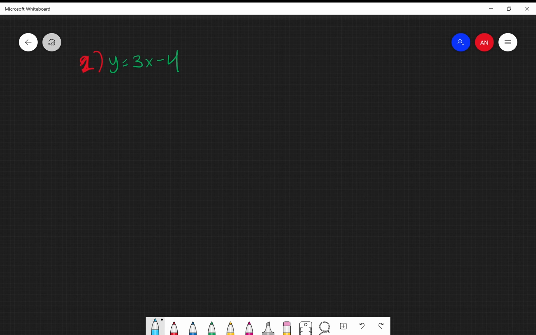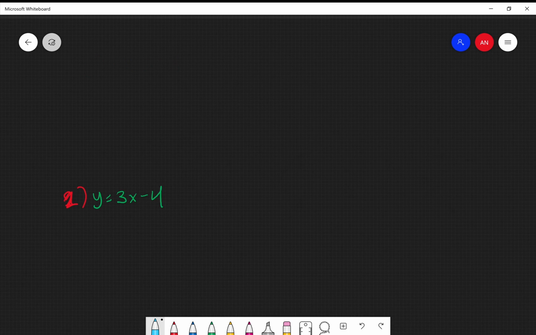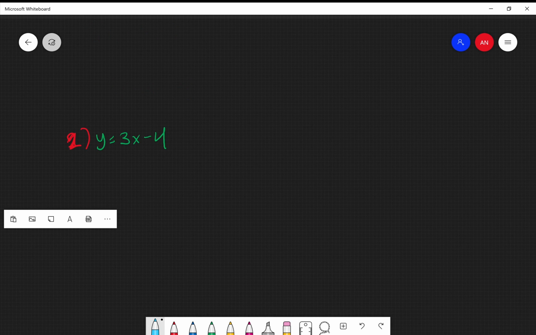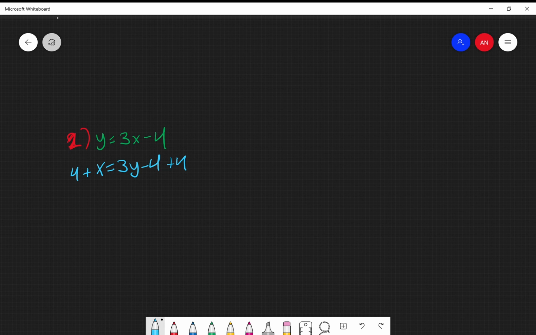Okay, now I'll be going through the solution. So here, we can exchange the variables again. We can have x is equal to 3y minus 4. Now we add 4 to both sides to get rid of the constant. Now we have x plus 4 is equal to 3y. Divide this whole thing by 3. Then you get y, because the 3 and 3 cancel out, y is equal to x plus 4 divided by 3.